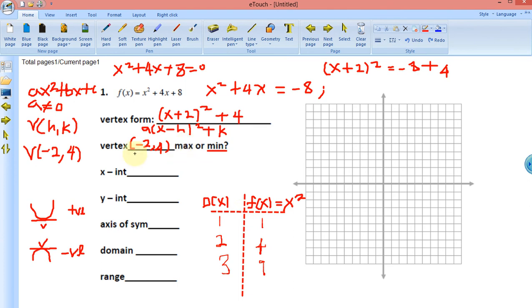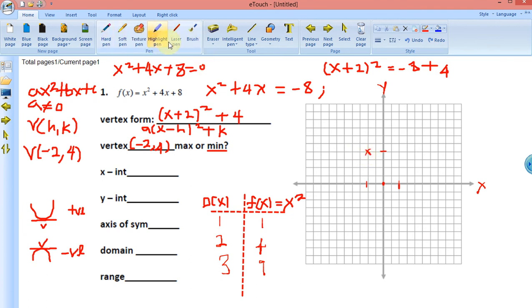So now the vertex is minus 2, 4. So I'll go to minus 2 on the x-axis. This is my x-axis, and this is my y-axis. So this is 2 here, this is minus 2 here, and this is 0 here. So x is minus 2, y equals 4. So 0, 1, 2, 3, 4. So this is 4 here. So minus 2, 4 is here, and this is the vertex.